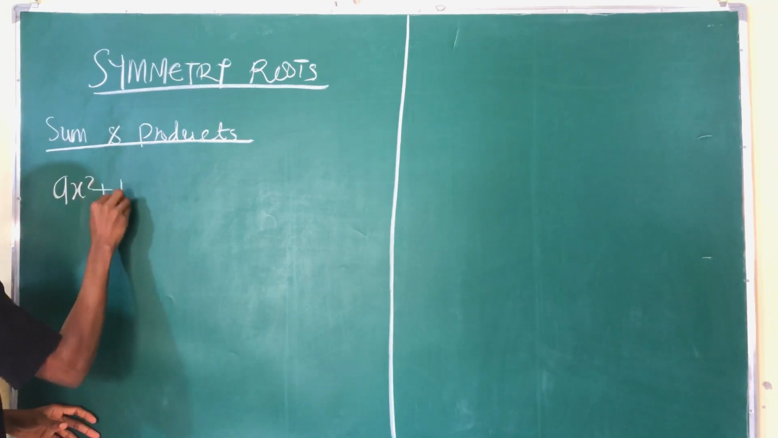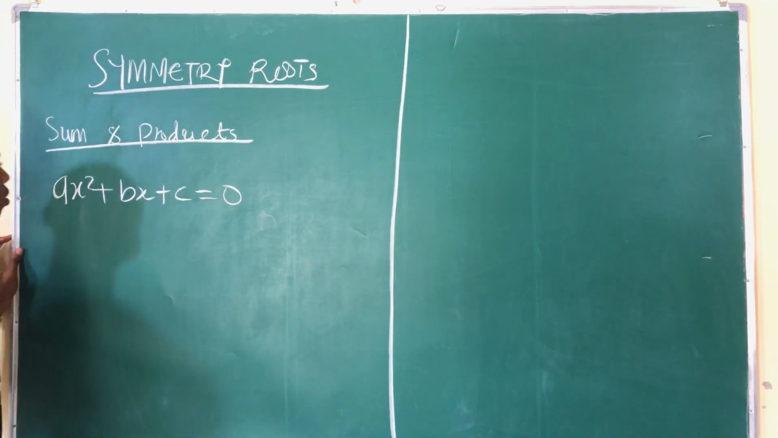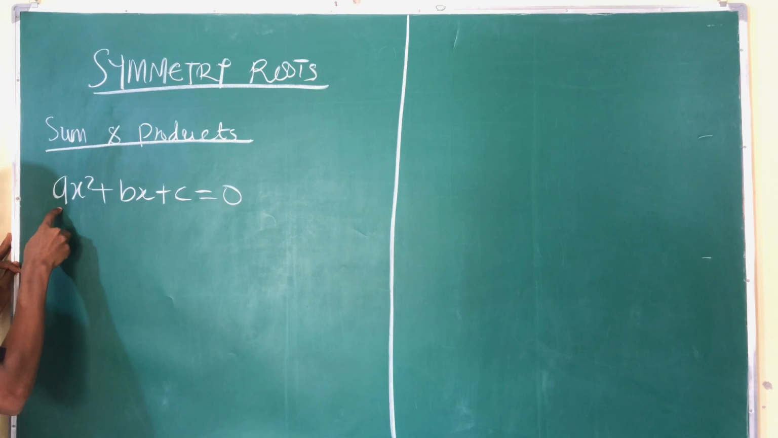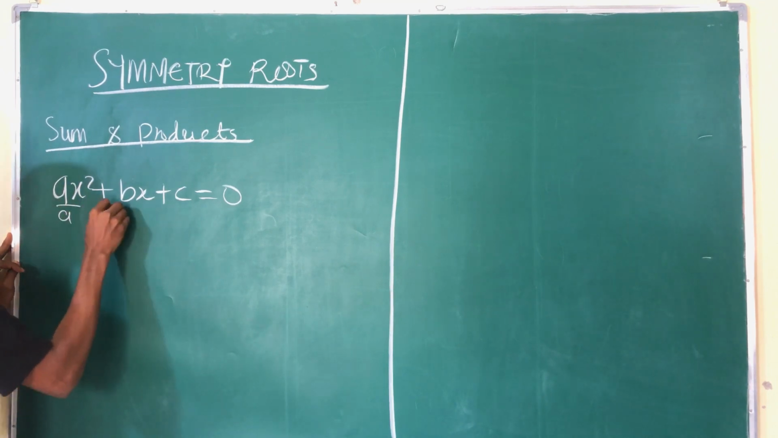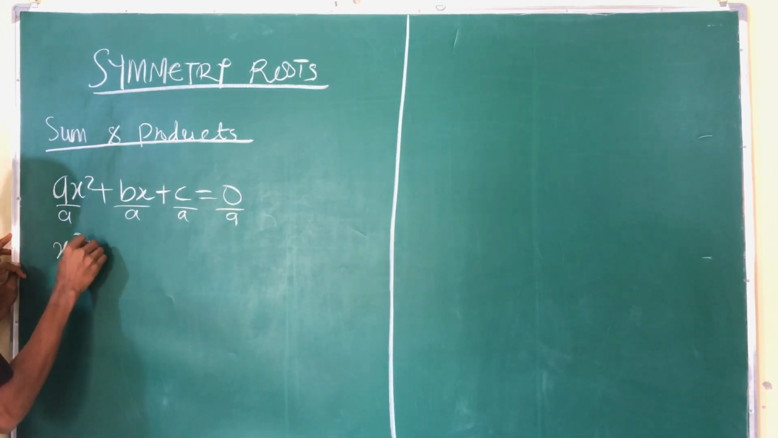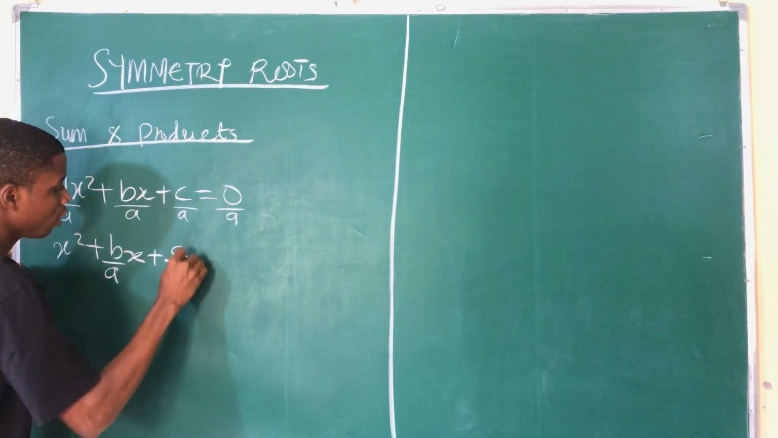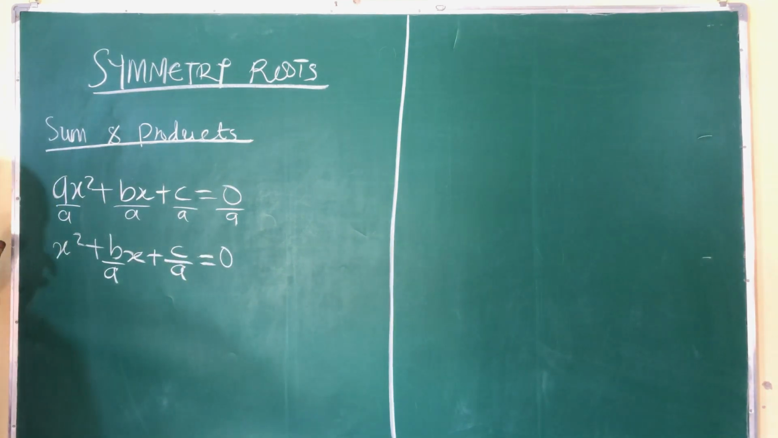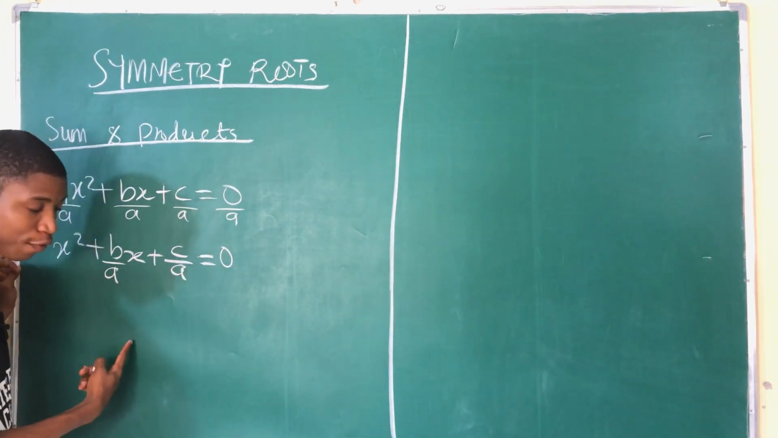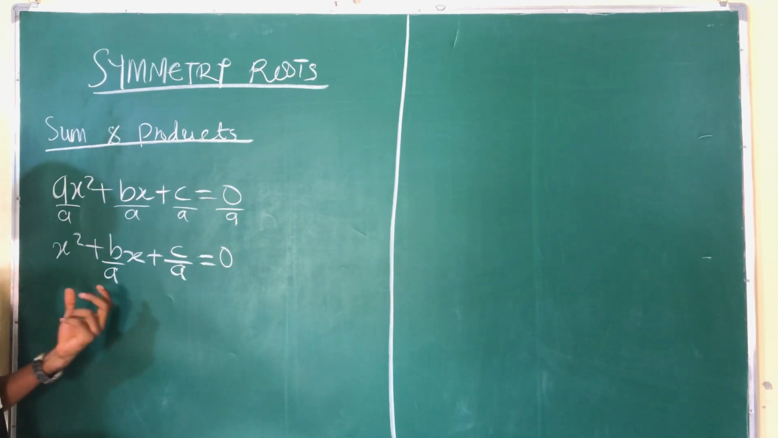ax squared plus bx plus c equals 0, right? And we say that for us to make a unity, you must divide both sides by a, a very important concept. So you have x squared plus b over a x plus c over a is equal to 0. Of course, we have looked at different methods to solve to get the value of x. This is a quadratic equation, so you have two values of x.